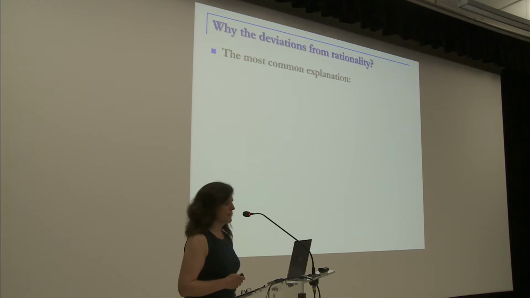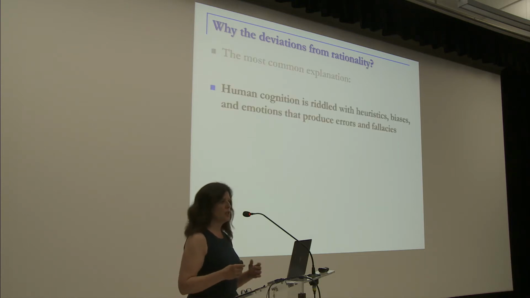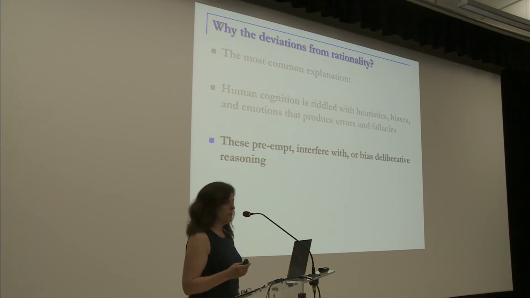So why these deviations from rationality? The most common explanation was that human cognition is just riddled with heuristics, biases, and emotions that produce errors and fallacies, and that these preempt, interfere with, or bias deliberative reasoning. And deliberative reasoning was thought to be necessary for rational judgments, for example, to apply the rules of logic or perform calculations. So this leads to what John and I think of as the paradox of human reasoning.